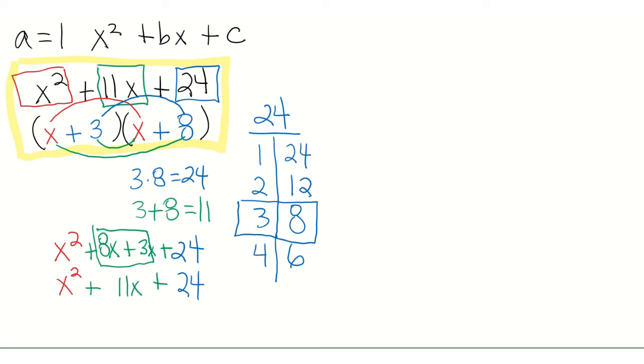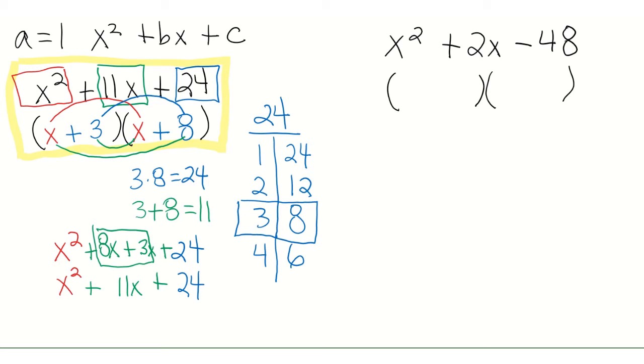We're still working with a equals 1. So let's say I have the problem x squared plus 2x minus 48. Now notice this time my signs are opposite. I don't have the same signs. So that means that that's going to change things just slightly. So let's go through and follow the same steps again.